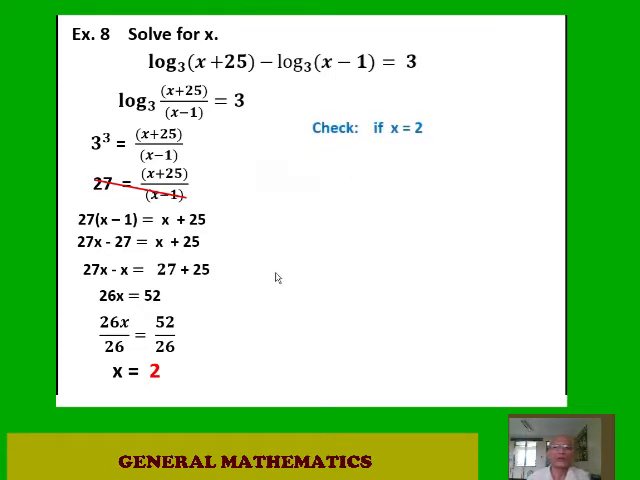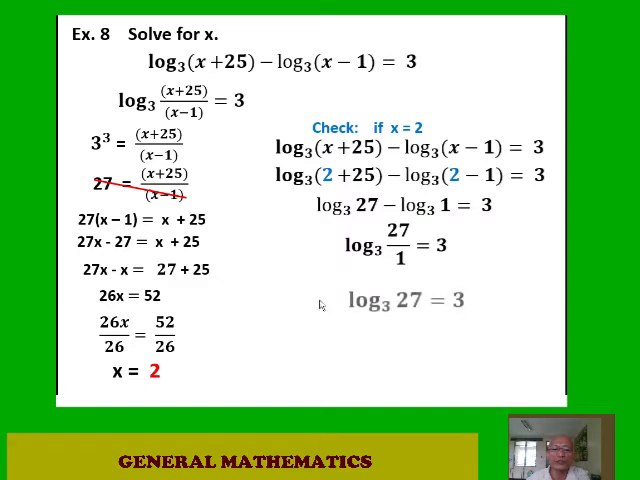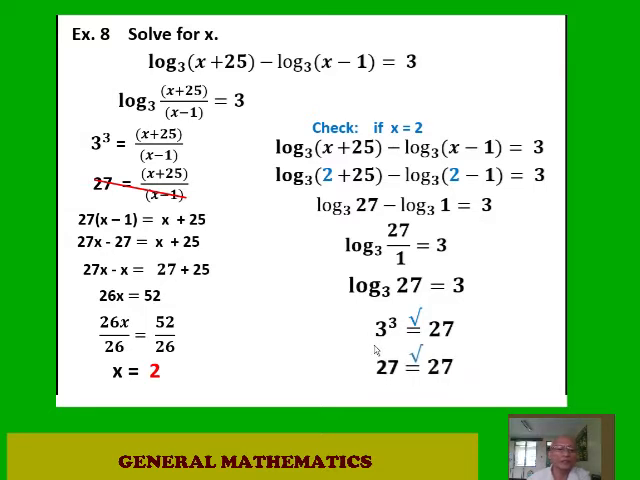So we will check if x equals 2. Substitute 2 with x in the original equation. Then combine. Then change subtraction to logarithmic form, expressing as a single logarithm. Then change logarithmic form to exponential form. So they are equal. Both sides of the equations are equal.